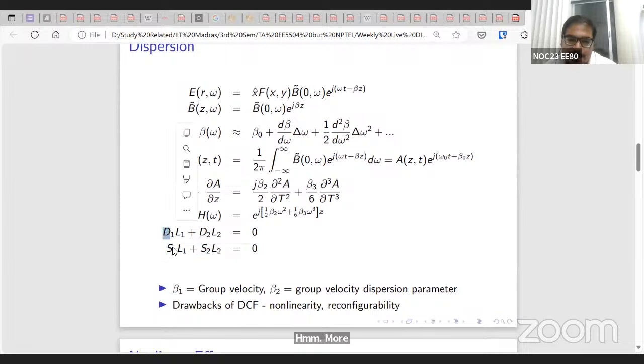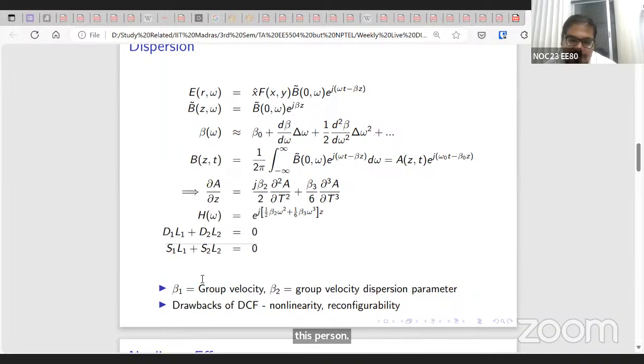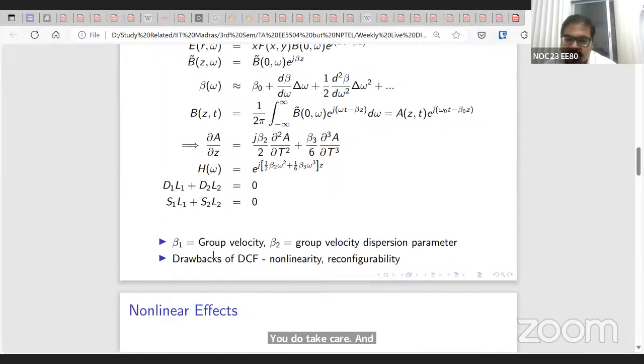Dispersion and dispersion slope. You have to take care. And then we briefly touched on why we don't use DCF in modern communication systems, all of its drawbacks. And digitally equalizing is not very difficult if we know the length of the fiber.